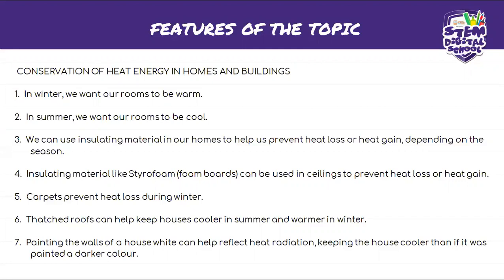Then we look at carpets, and we also said carpets prevent what? Heat loss during winter. So that's why some people will do what? Will put the carpet on the floor at their homes. Now we also look at what? Thatch roofs. Thatch roofs can also help keep what? Houses cooler in summer and warmer in what?